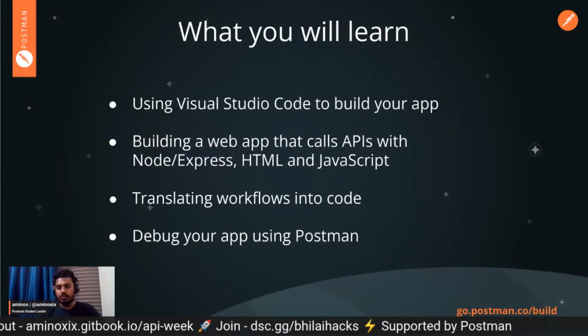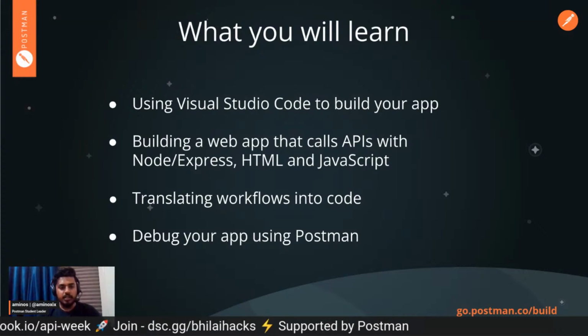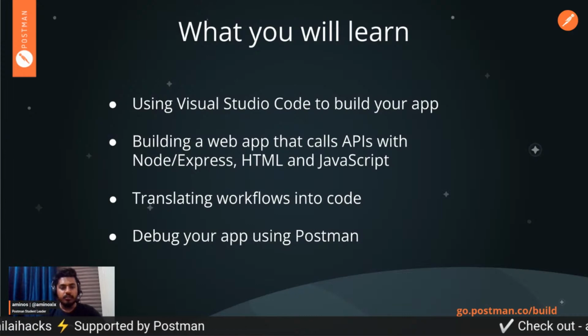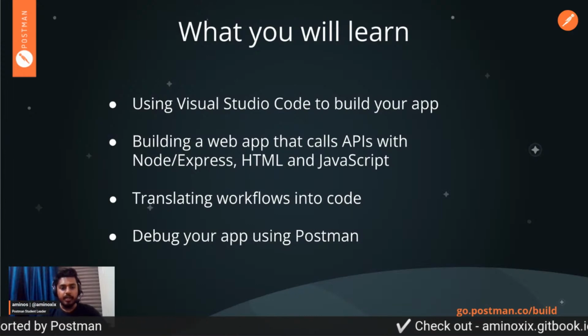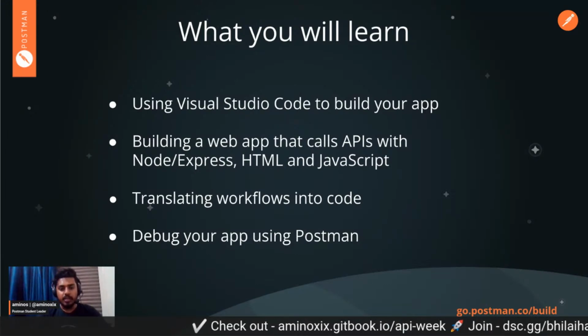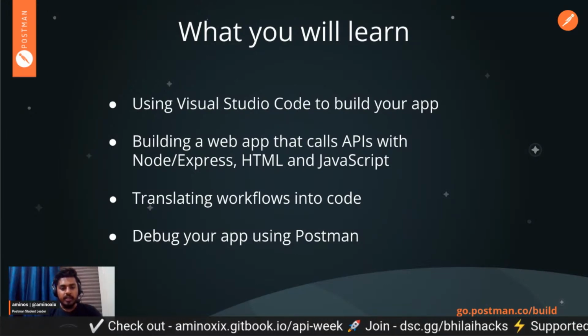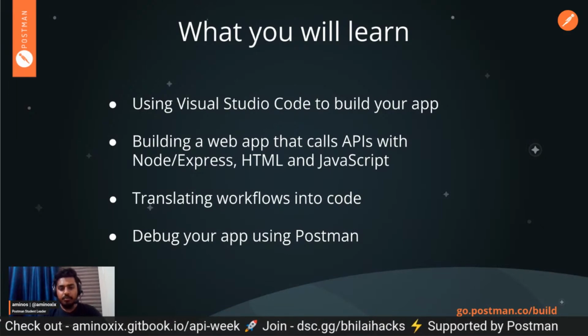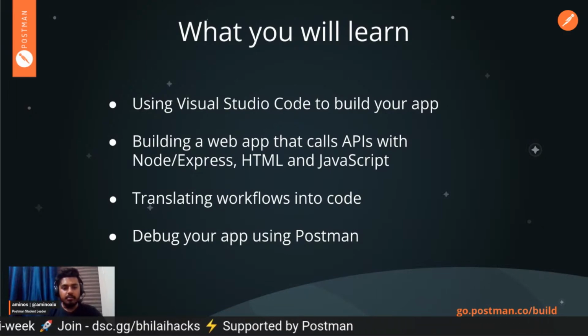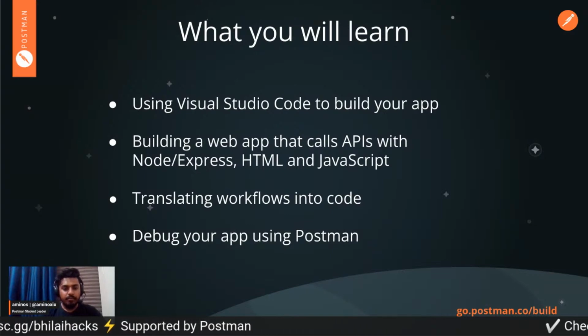So let's get to the agenda. Basically, we are going to do all this with Visual Studio Code, building a web app that calls APIs with Node or Express, then HTML and JavaScript. We are using HTML and JavaScript for basically everything, right? HTML for the front end and Node on the server side.